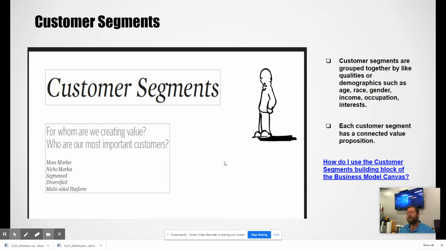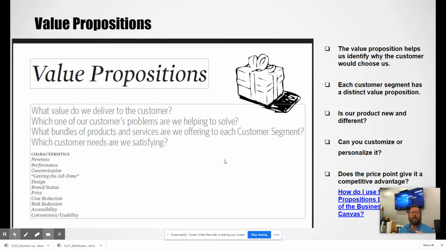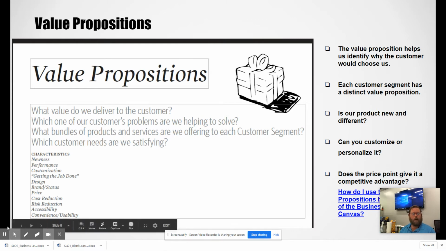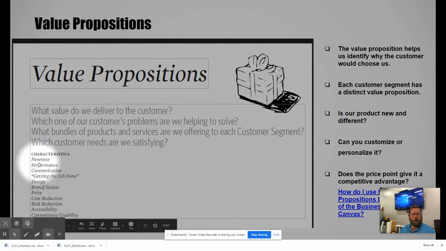So very critical. If we don't do a good job on this side, we don't identify who our customers are, there's no way we're going to know how to satisfy their needs. Now, value propositions, guys, is what do we deliver? What is it that we bring that's unique about our product? And if you look down here, there are some characteristics that can deal with that.